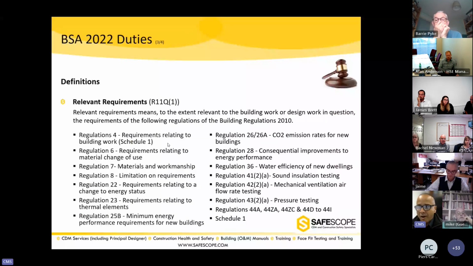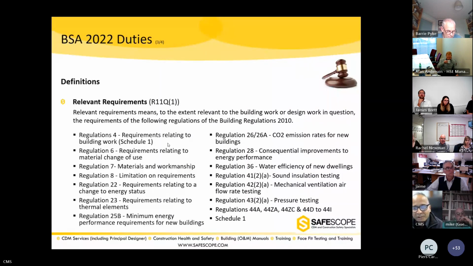And there will be the term relevant requirements, or all relevant requirements. So it's required that work complies with all relevant requirements. What all those relevant requirements are is already explained under Regulation 11 Q1 of the building regulations, and it covers everything. So when you talk about Schedule 1, Schedule 1 is about all the approved documents.